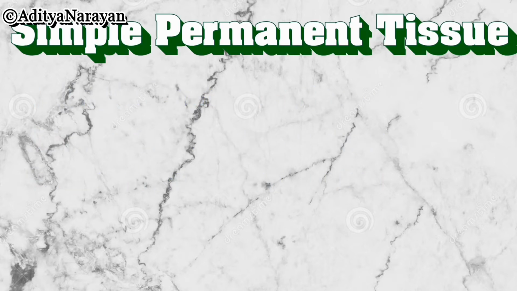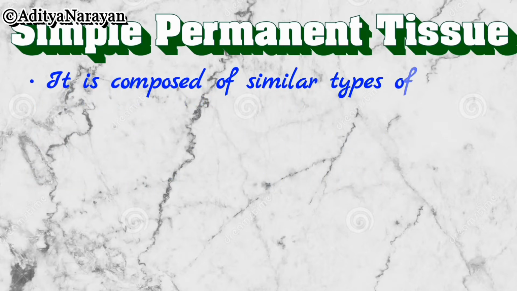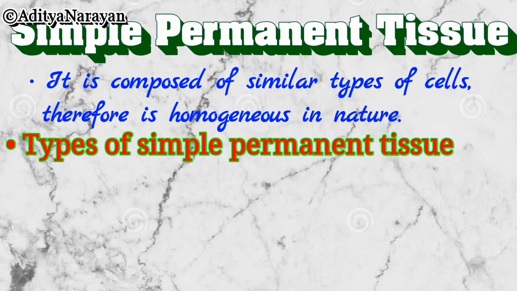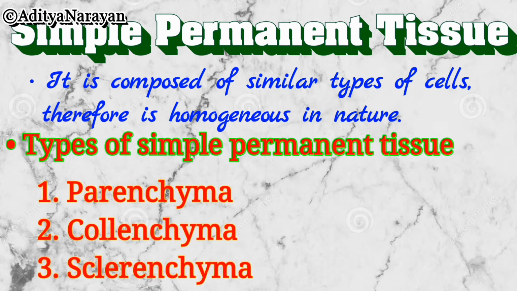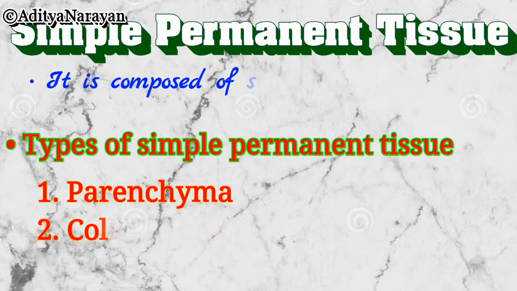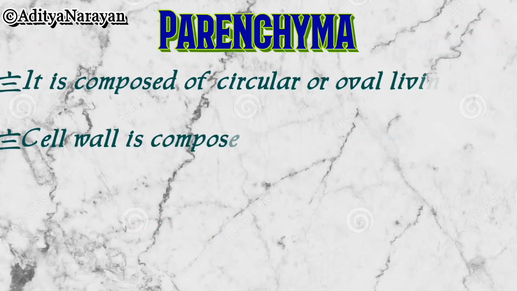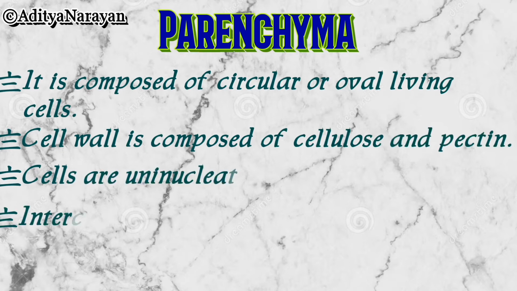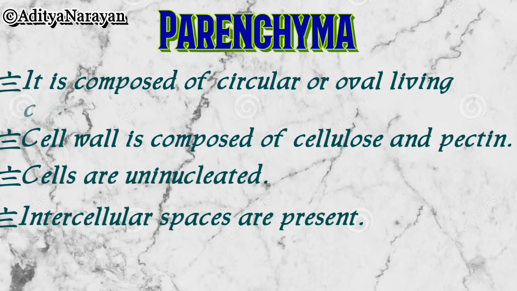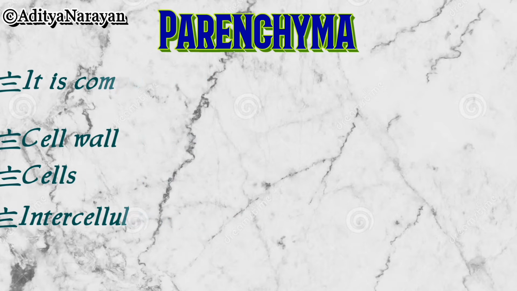Simple permanent tissues are composed of similar types of cells, therefore are homogeneous in nature. These are of three types: parenchyma, collenchyma, and sclerenchyma. Parenchyma. It is composed of circular or oval living cells. Cell wall is composed of cellulose and pectin. Cells are uninucleated and intercellular spaces are present.